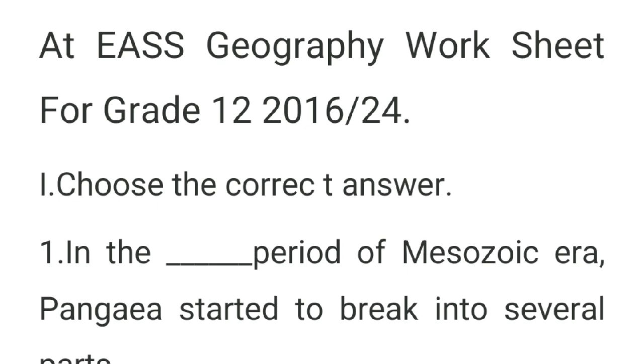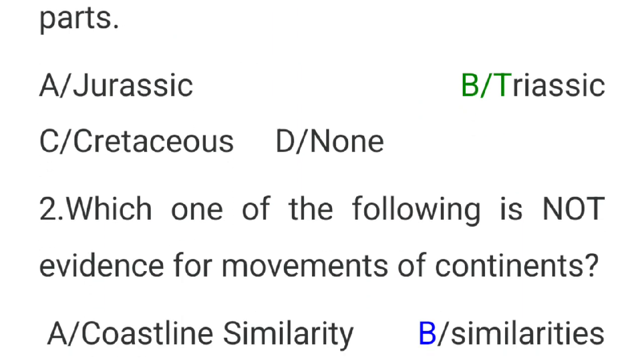During the Triassic period. Which one of the following is not evidence of movement of continents? A. Coastline similarity, B. Similarities of man, C. Similarity of climate, D. Similarities of vegetation. The answer is B. Similarity of man is not evidence of movement of continents.